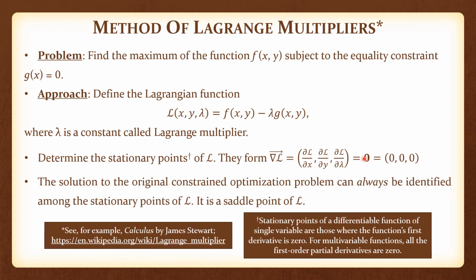The key thing is that the solution to the original constrained optimization problem, which is stated here, can always be identified among the stationary points of L, and it is a saddle point of L. And I'm not going to give a proof for this. The proof can be seen in many sources. All right, we are just going to use this idea, this method.